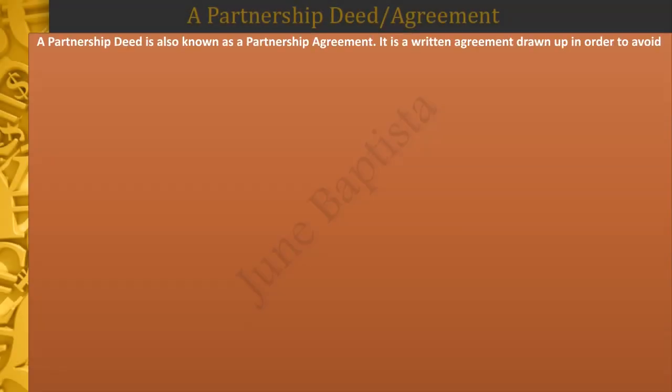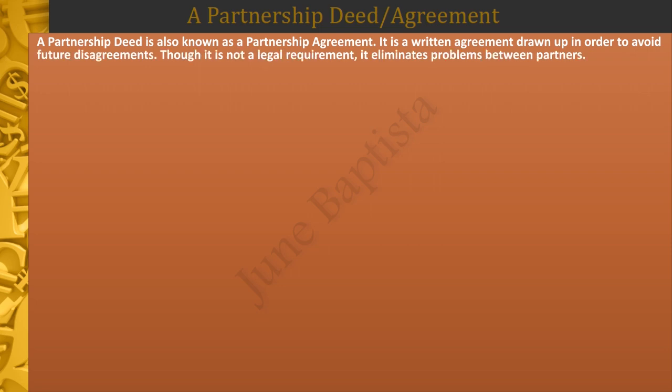A partnership deed or agreement. A partnership deed is also known as a partnership agreement. It is a written agreement drawn up in order to avoid future disagreements. Though it is not a legal requirement, it eliminates problems between partners.